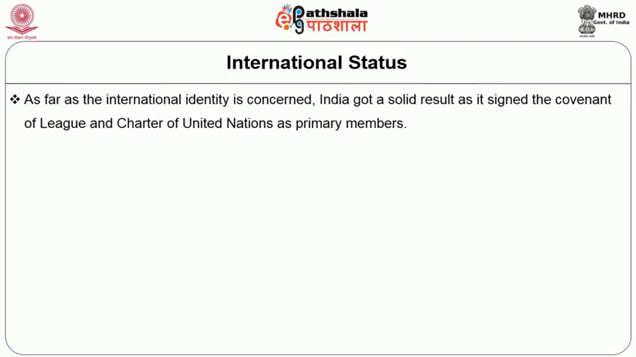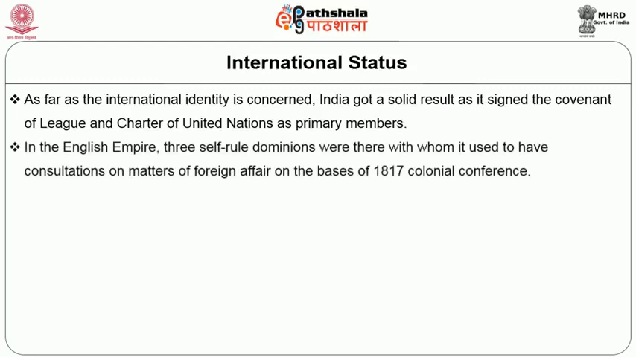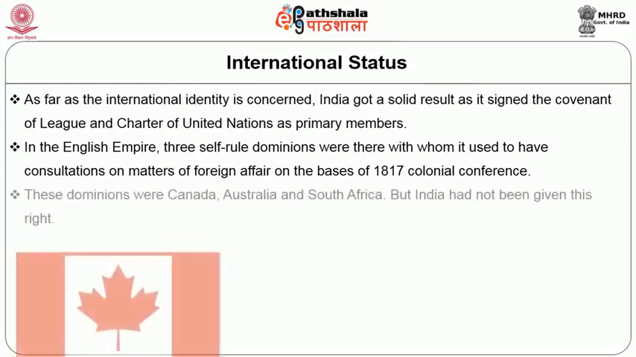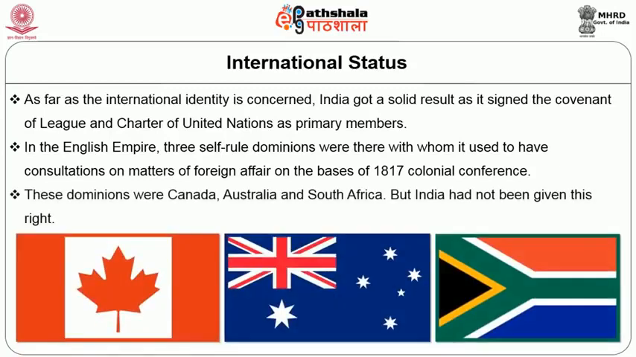International status. As far as the international identity is concerned, India got a solid result as it signed the Covenant of the League and the Charter of the United Nations as a primary member. In the British Empire, three self-ruled dominions were there with whom it used to have consultations on matters of foreign affairs on the basis of the 1917 Colonial Conference. These dominions were Canada, Australia and South Africa, but India had not been given this right.